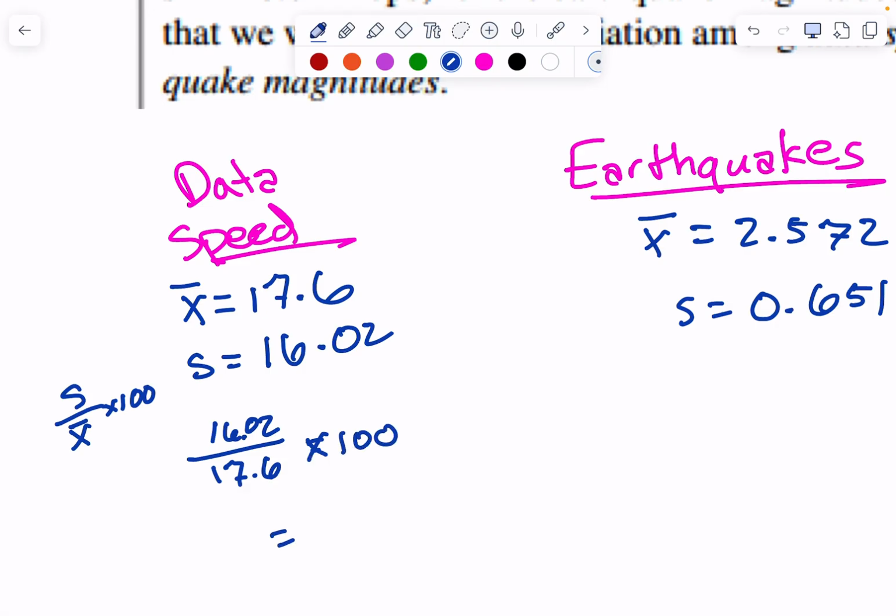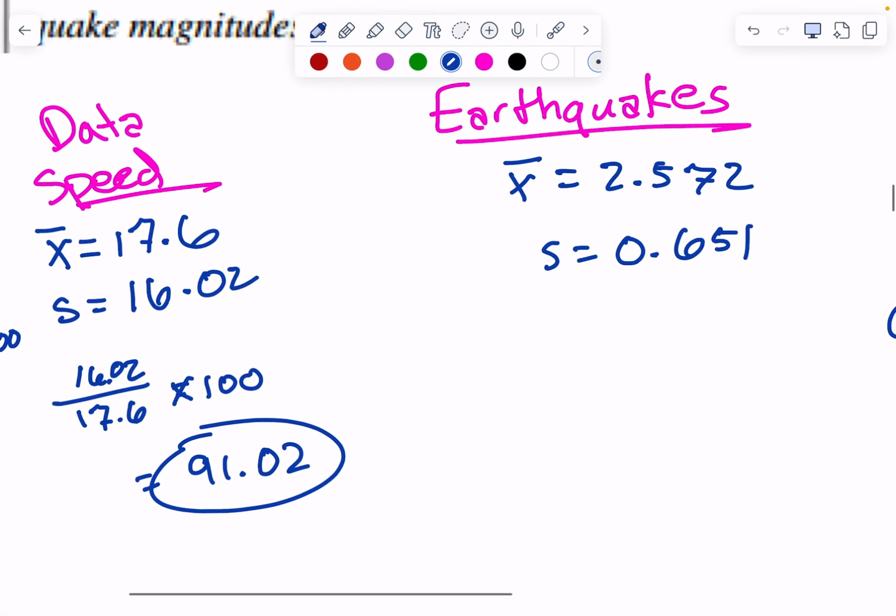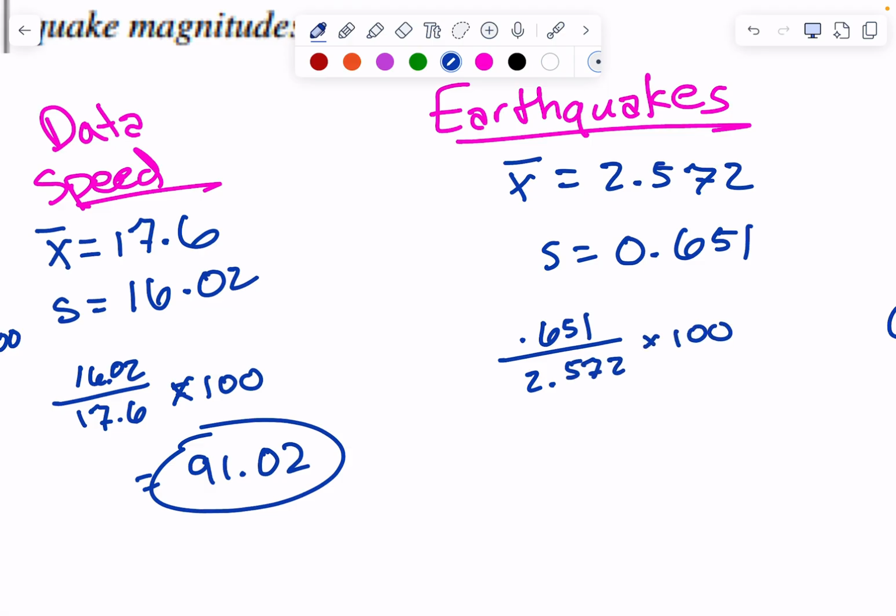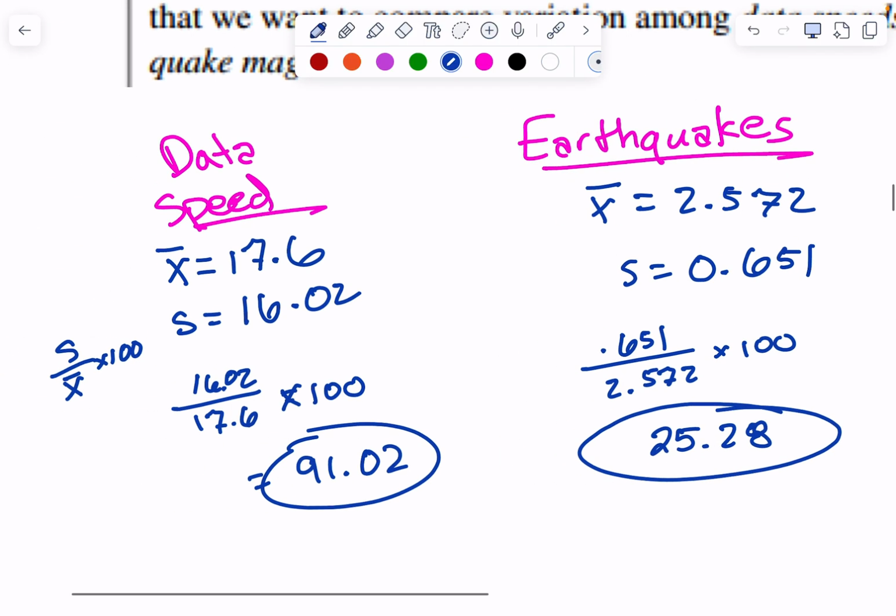What do you get for that one? 91.02. That is his variability, 91.02 percent basically. For this one, if I take S, 0.651, divided by 2.572, and take it times 100, what's the variability? It's going to be less than 91. 25.28. So data speeds had a 16 for a standard deviation, and it looks like it varies more. Relative to earthquakes, it does in fact vary more, because 91 as a variability is way bigger than 25.